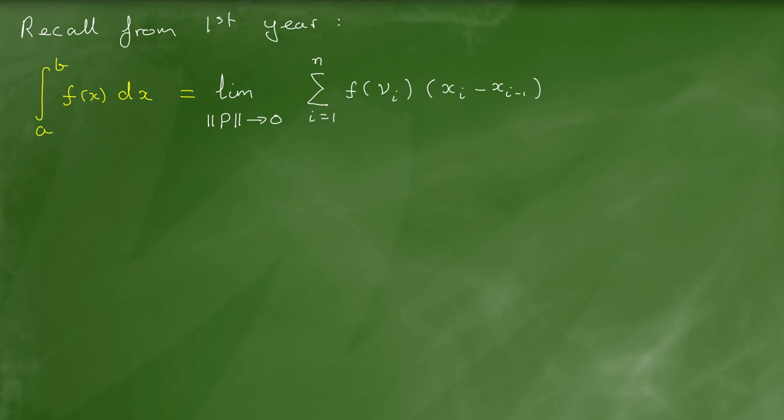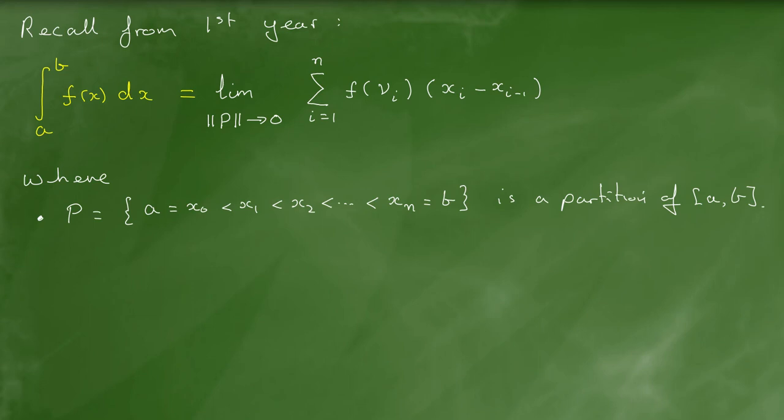So x0, x1, x2 up to xn is an increasing sequence of numbers starting at A and ending at B. That's what we call a partition of the interval S from A to B. The nu i's are chosen arbitrarily within the interval from xi minus 1 to xi.